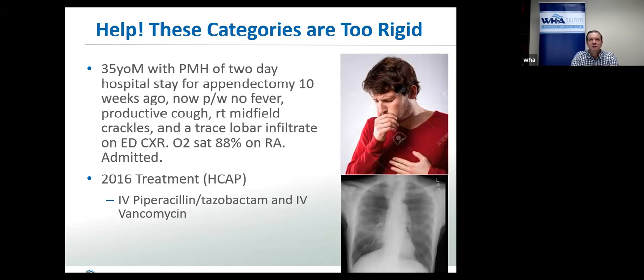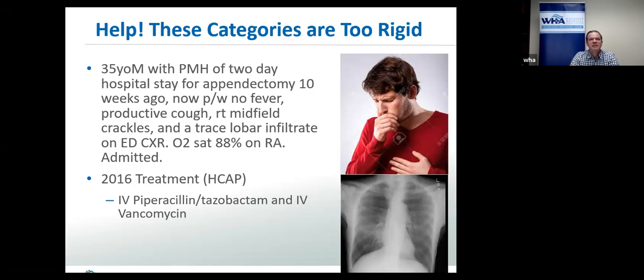He's 35 years old. He has a past medical history of a two-day hospital stay for an appendectomy a couple of weeks ago. I meant to say 10 days ago, not 10 weeks. And now he's presenting to you with, actually 10 weeks ago, that's fine. So 3 months ago, roughly. He's now presenting to you with no fever, a productive cough, midfield crackles, a lobar infiltrate on chest x-ray, an O2 sat of 88% on room air. You decide to admit him to the hospital really for an oxygen requirement.